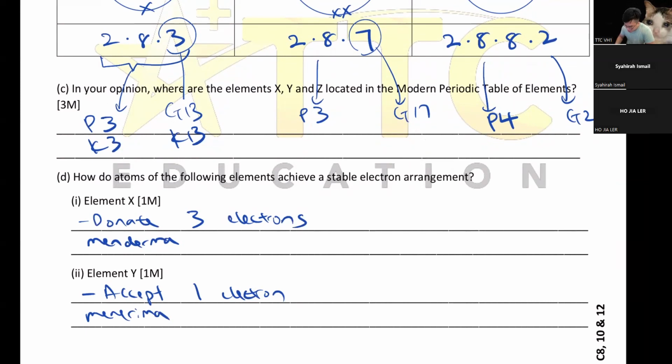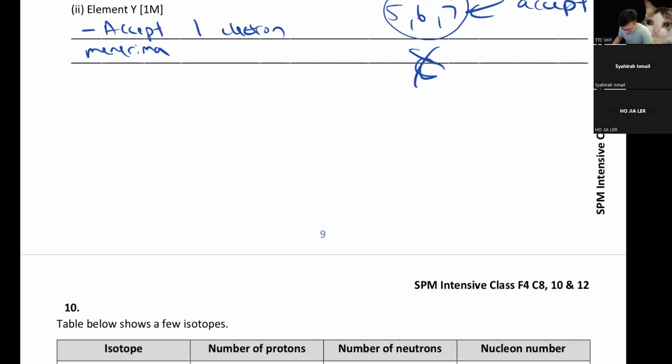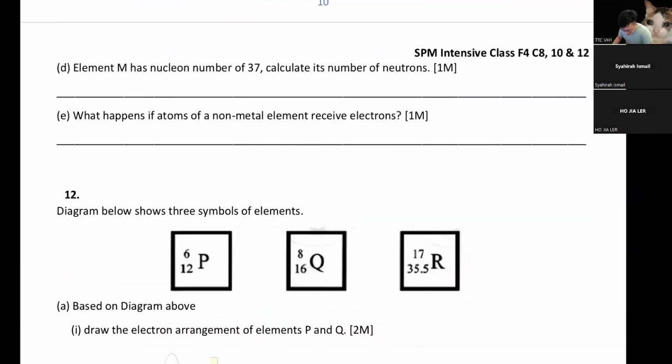Alright, so if I have 1, 2, 3, I will donate. If I have 5, 6, 7, I will accept. Easy. Throw 1, throw 2, throw 3. Take 3, take 2, take 1. Then what about 4? 4 will throw 4 or take 4. This one we don't learn because 4 is like the middle. 8 doesn't do anything, because 8 is already happy, already full. They won't take or throw. Okay, easy, right, guys?